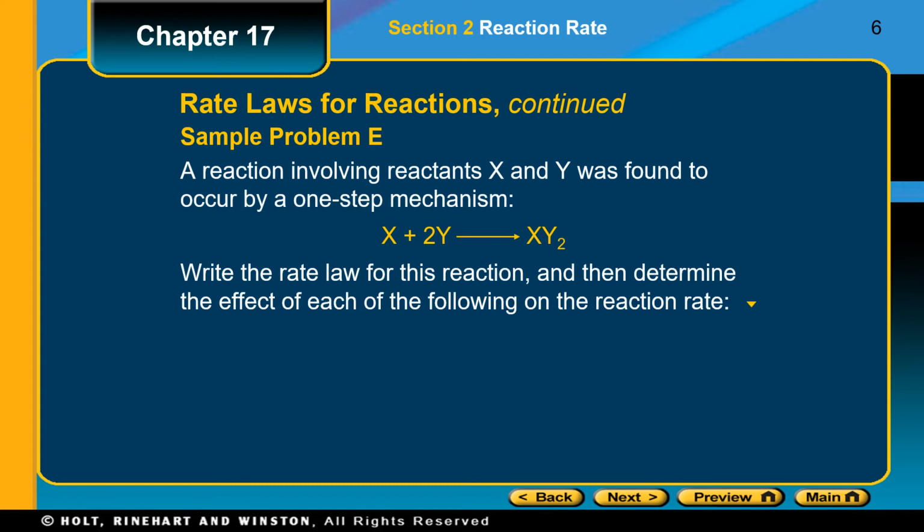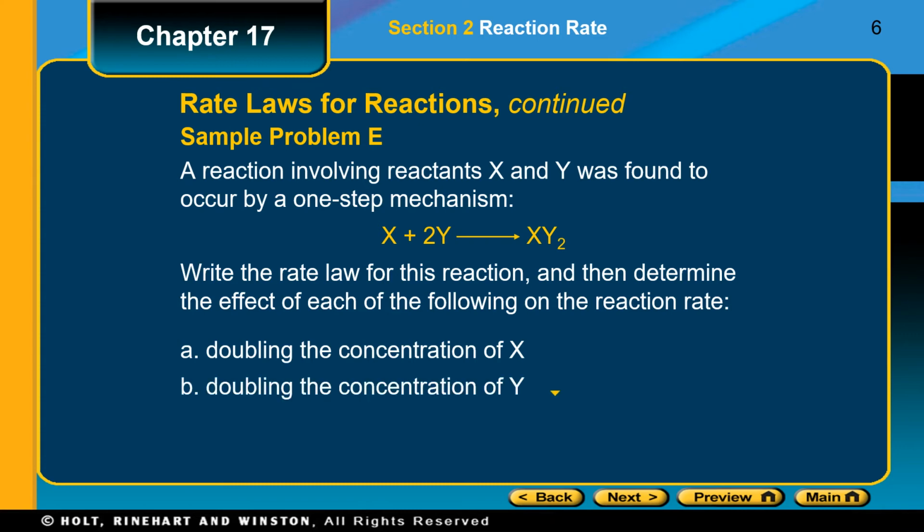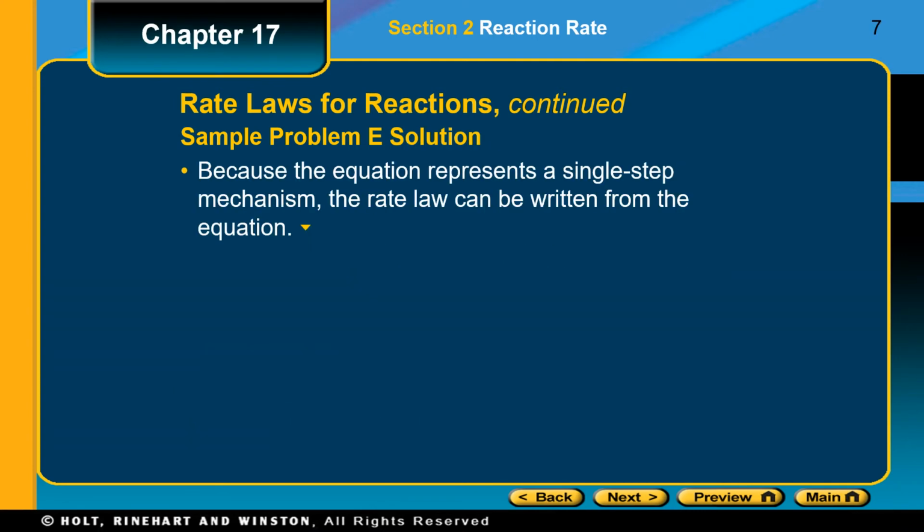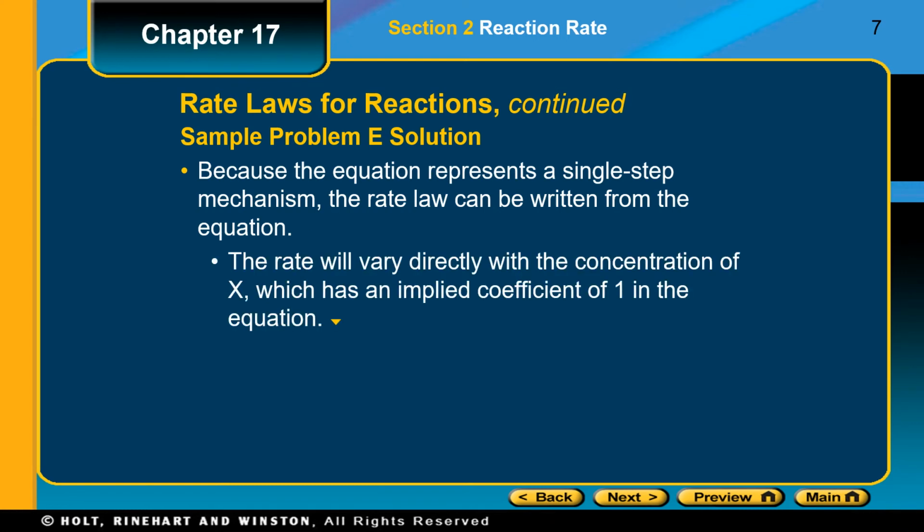Okay, since this is a single step, remember coefficients become our exponents. So we're going to have R equals K. Here are the questions that they want us to answer: doubling X, doubling Y, and using 1/3 of the concentration of Y. But we still need to get our rate law. And because the equation represents a single step, the rate law is going to be written where we're going to use the coefficients as our exponents.